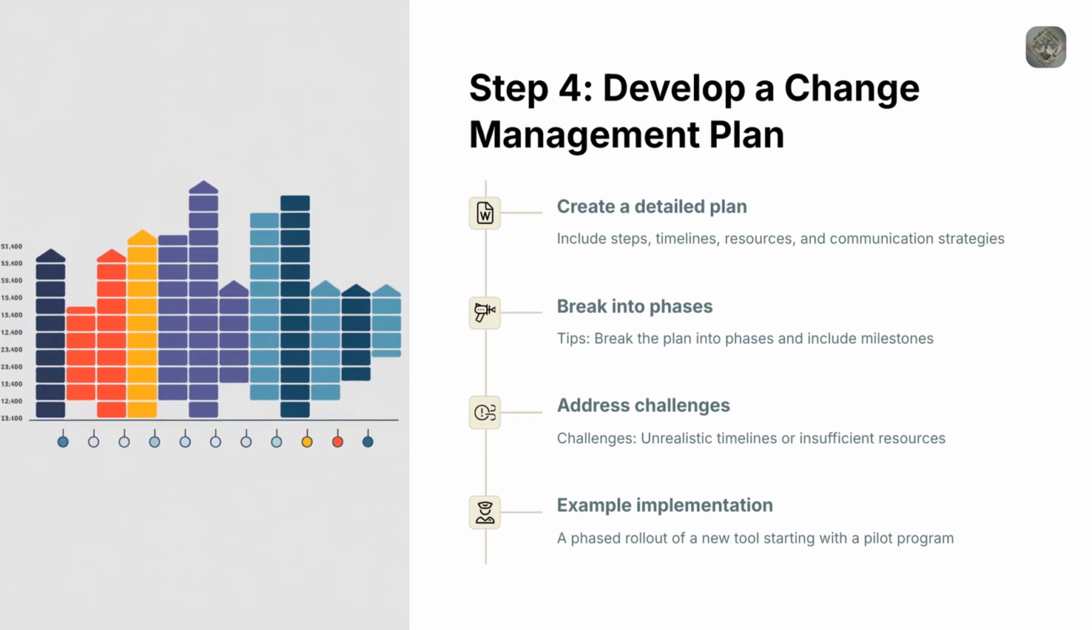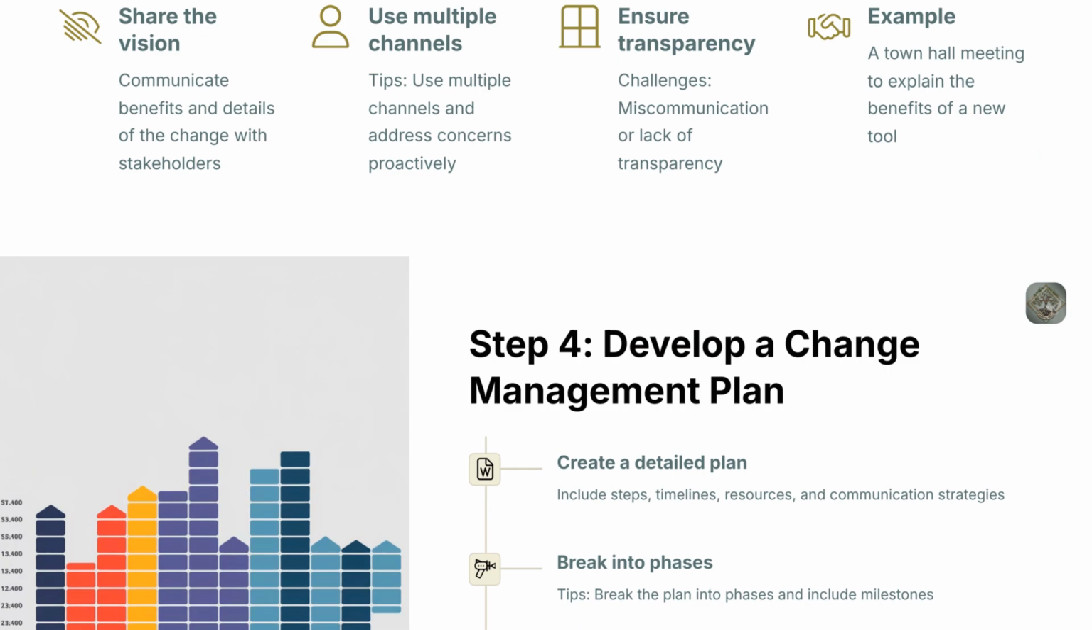Now it's time to develop a detailed change management plan. Outline the steps, timeline, resources, and communication strategies needed for the change process. Break the plan into manageable phases and include milestones to track progress. For example, a company rolling out a new tool might start with a pilot program in one department before expanding. A well-structured plan ensures smooth implementation.